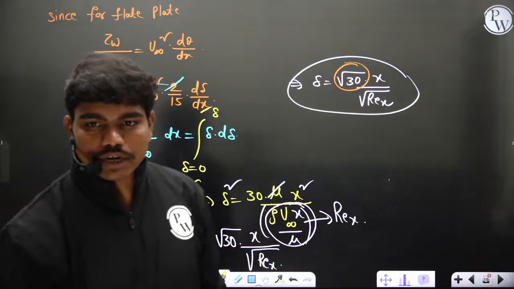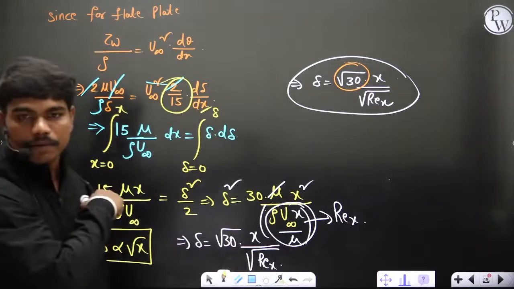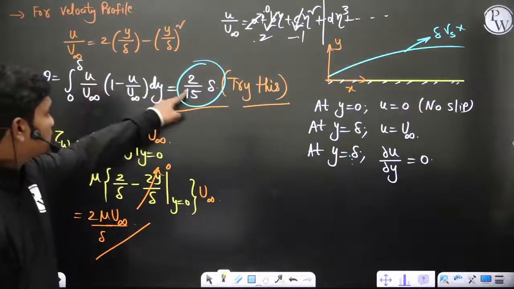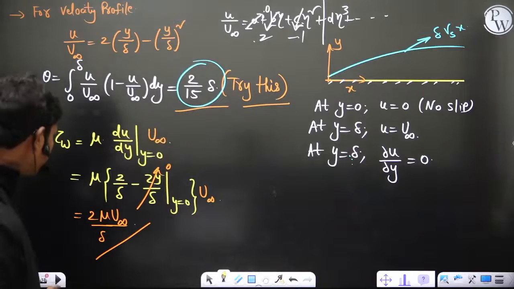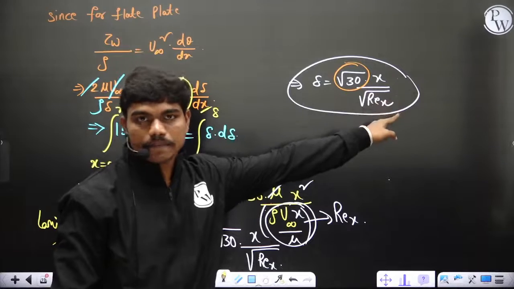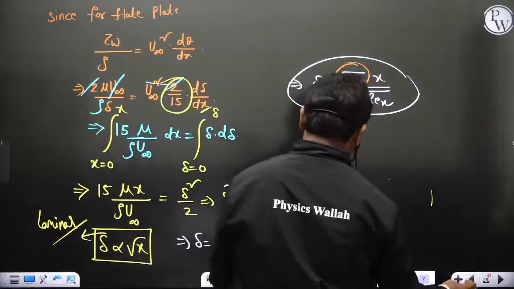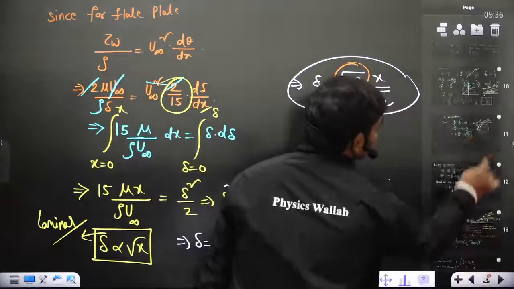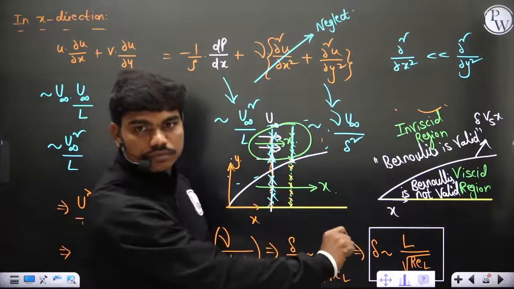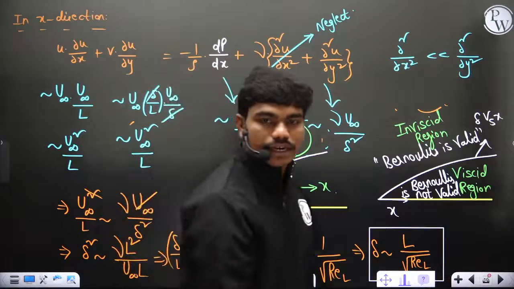Is this delta independent of the given velocity profile? No, it's dependent, because this 2 by 15 depends on the velocity profile. If this profile changes, this 2 by 15 changes. So basically, in any kind of profile, only the constant changes. This x by root Re_x will never change. That's what even scaling told us when you do the scaling analysis. Correct, it is dependent actually.